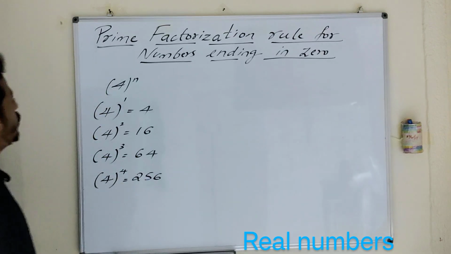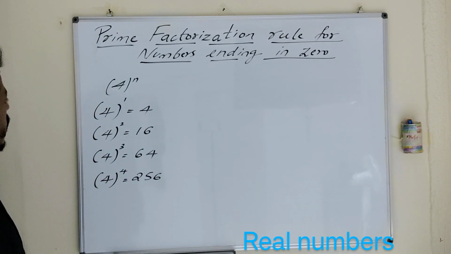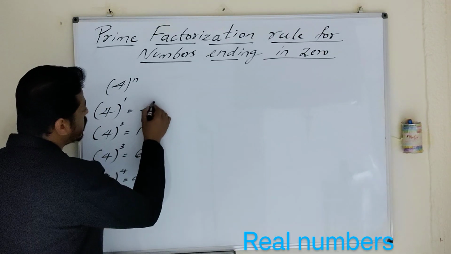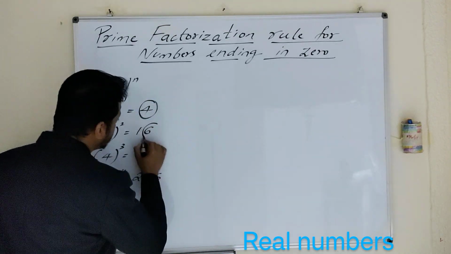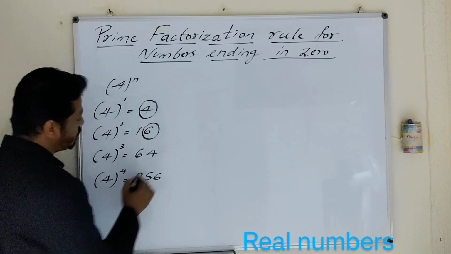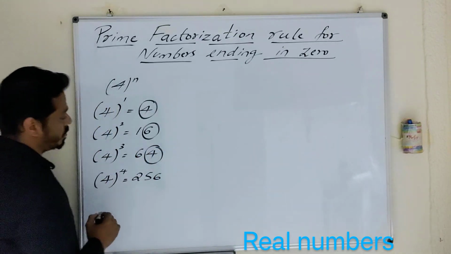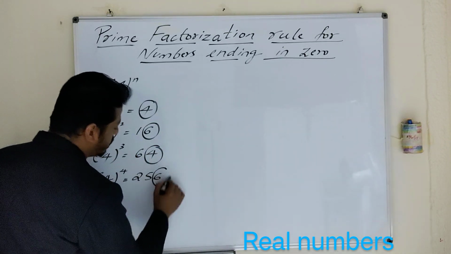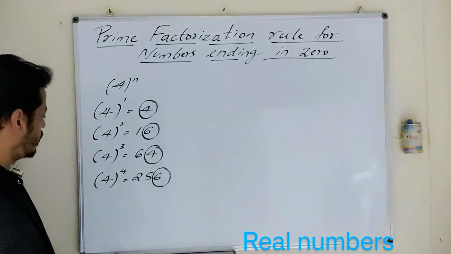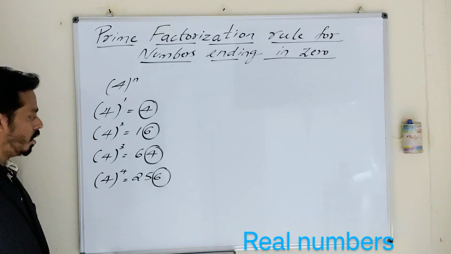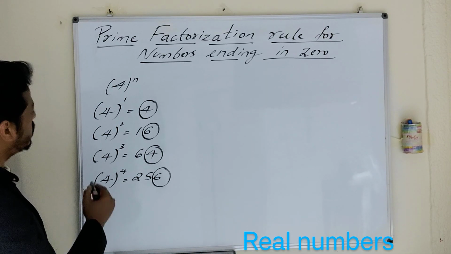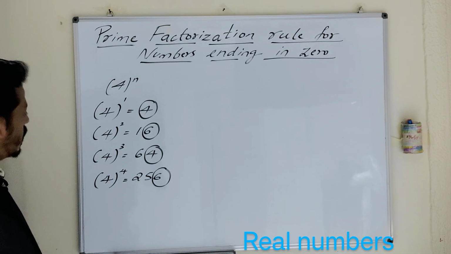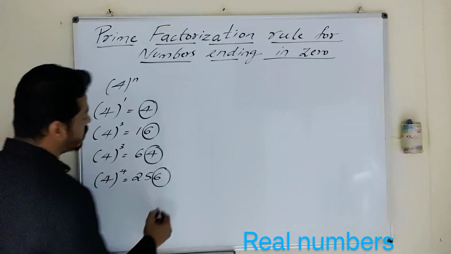Now for any value of n in the number 4 to the power n, you can see the number is ending with 4 when n is 1, ending with 6 when n is 2, ending with 4 when n is 3, and ending with 6 when n is 4. So this pattern will continue, and the conclusion is that the number 4 to the power n, for any value of n, does not end with zeros.